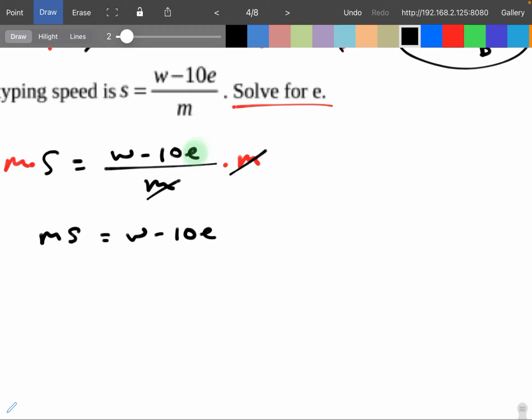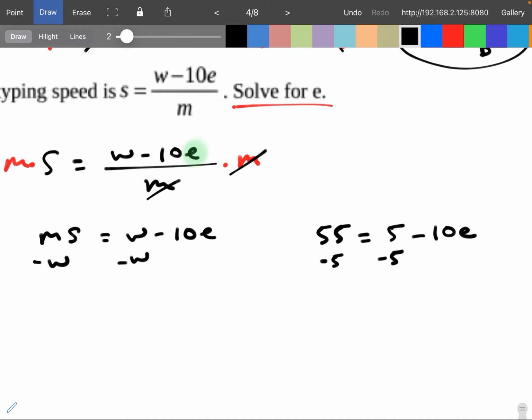Now let me compare this to something you'd be familiar with. Let's say you had an equation that looked like 55 equals 5 minus 10e. Pretend for a second you were solving that equation on the right. What would be the first thing you would do? Yeah, you would subtract 5 on both sides.